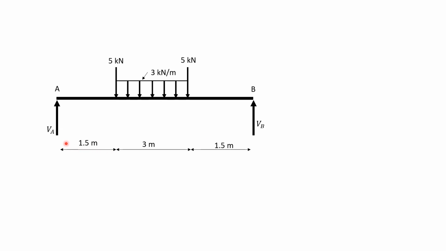Now, the reactions at A and B will be VA and VB. Because these are simple supports, there will be only one reaction at A and one reaction at B. Now, marking vertical forces in red.